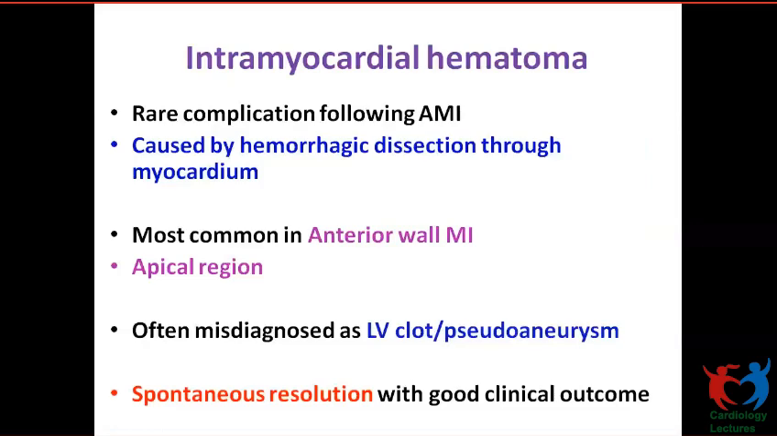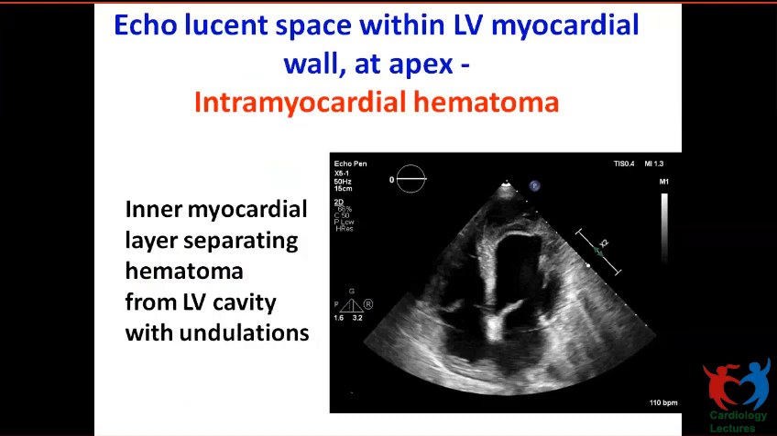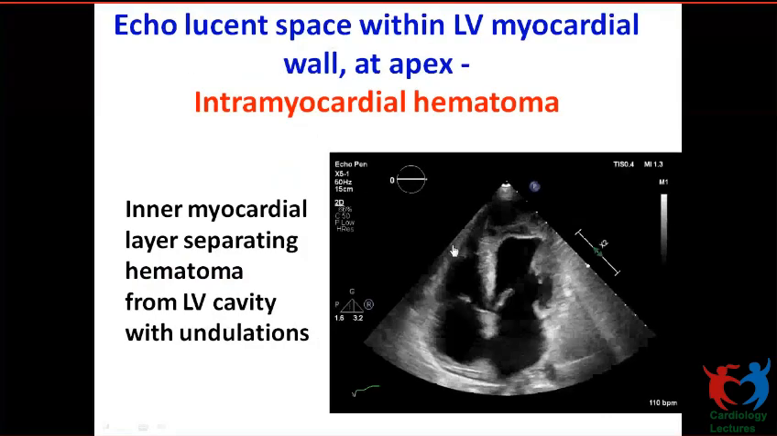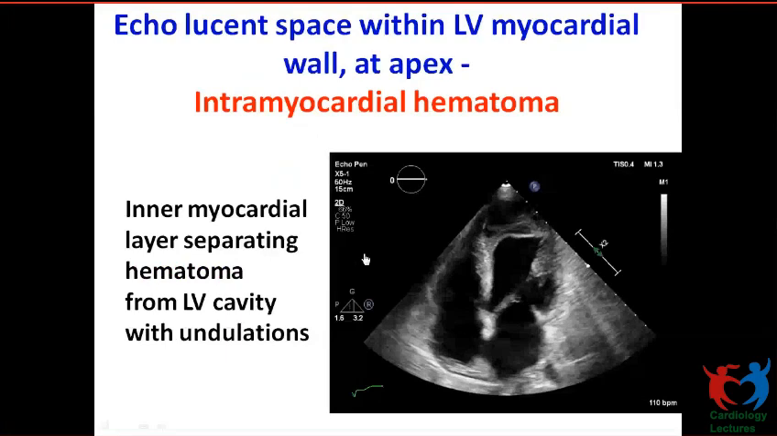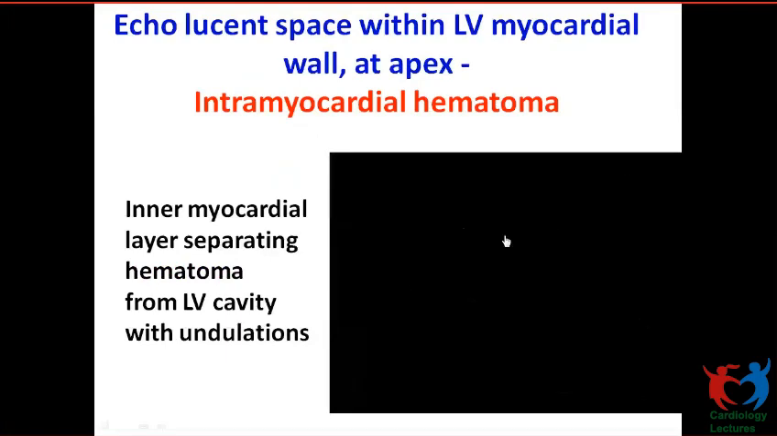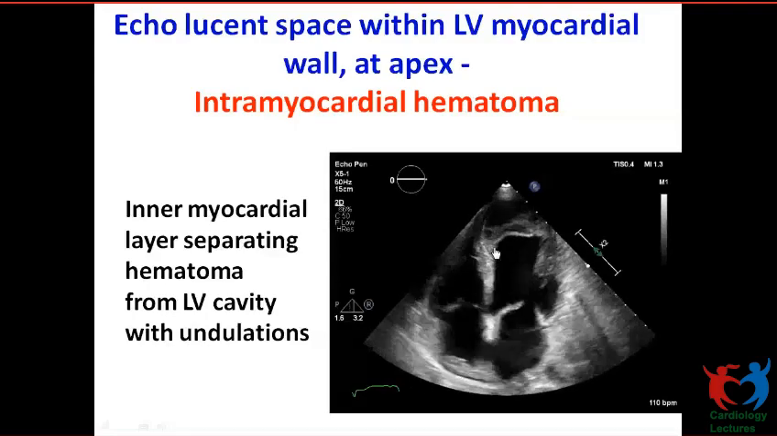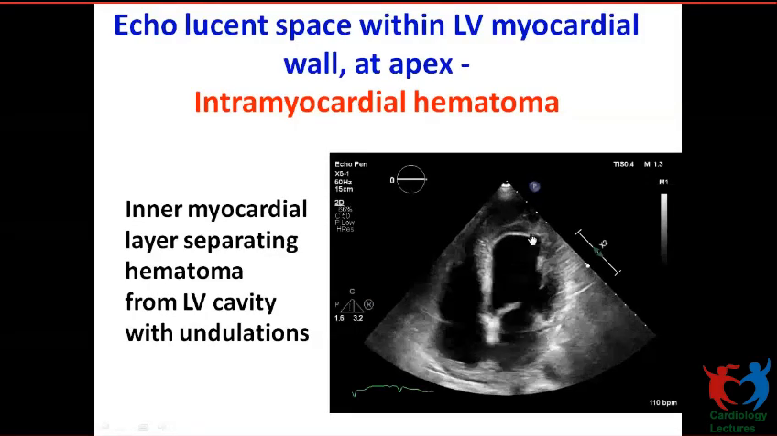It is a rare complication of MI caused by hemorrhagic dissection through the myocardium. It is a dissection in the myocardium itself. Most commonly seen in anterior MI in the apical region. It is often misdiagnosed as clot or pseudoaneurysm. The natural history is that it may spontaneously resolve with good clinical outcome. So this is what I am saying: an echolucent space within the apex, and you can see the inner myocardial layer separating the hematoma from the LV cavity. You won't see such a clear-cut layer in a clot.